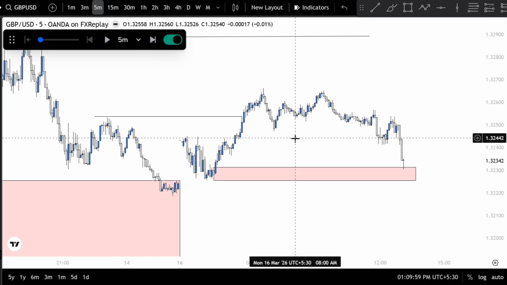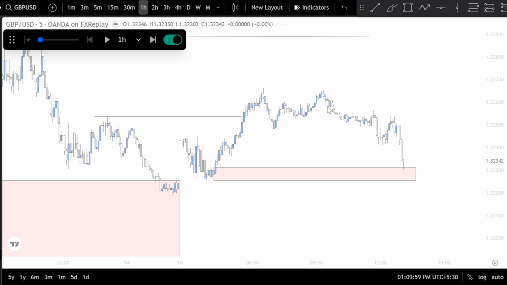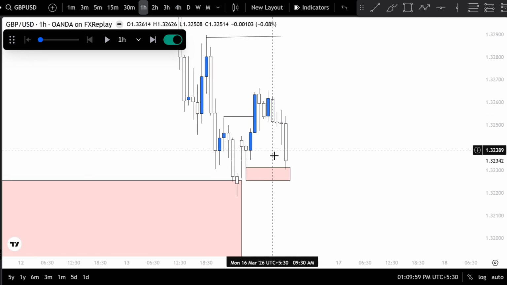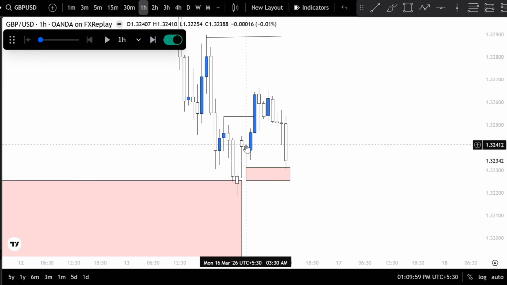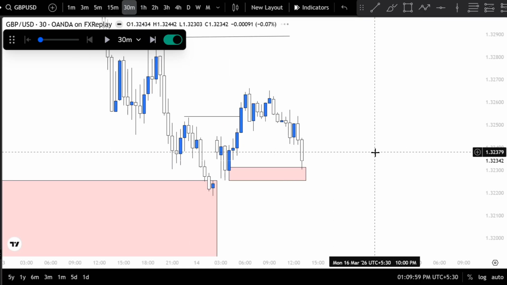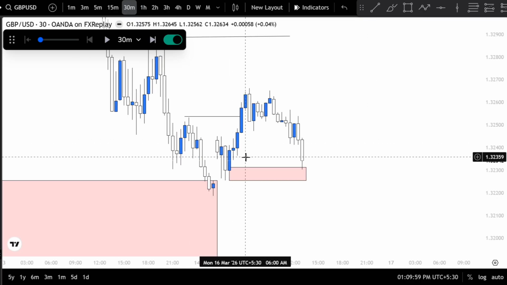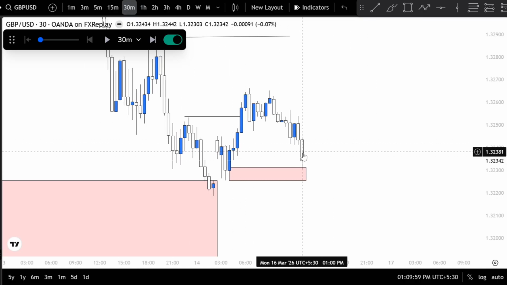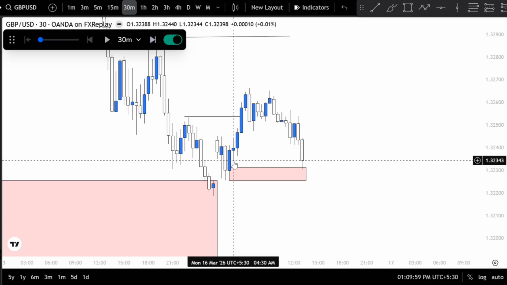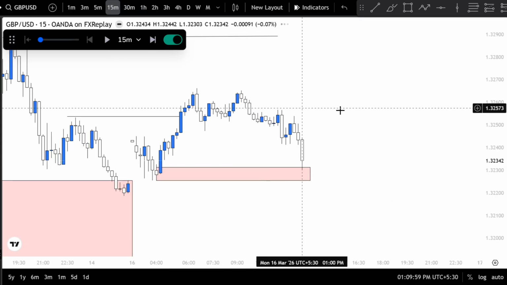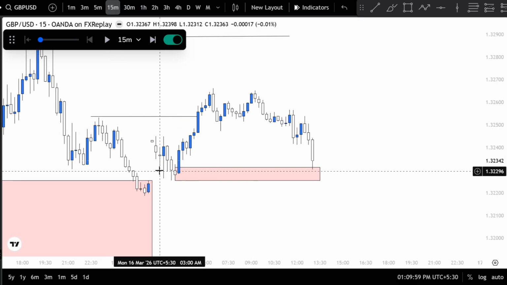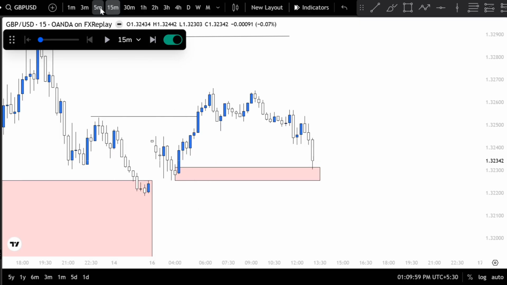So if we do a multi-time frame analysis on 1 hour, we have this order block. On 30-minute, we do have this order block, but the candle did not close below this wick here, so we can still consider this order block to work. Right here, this is on the inside bar.